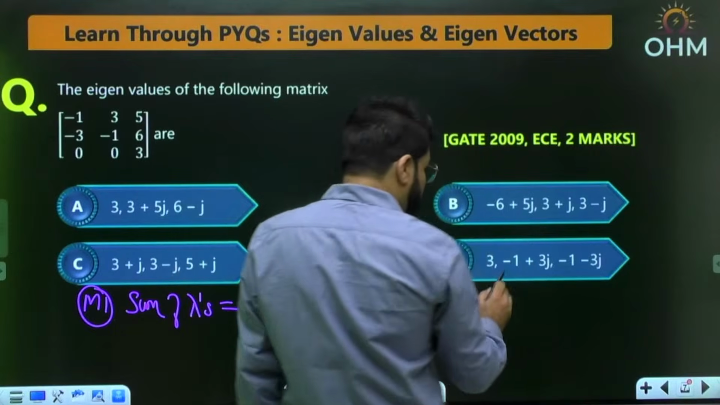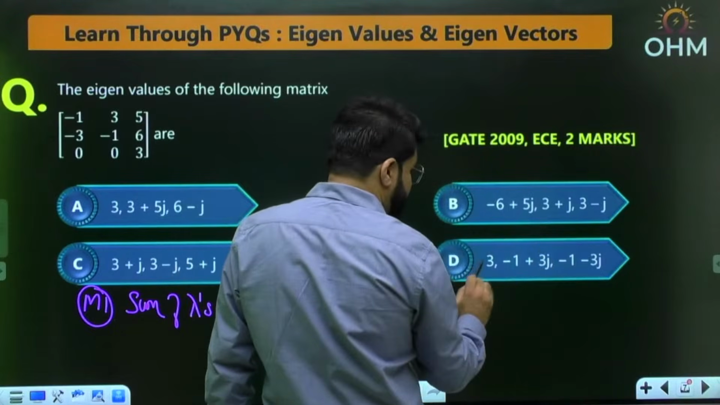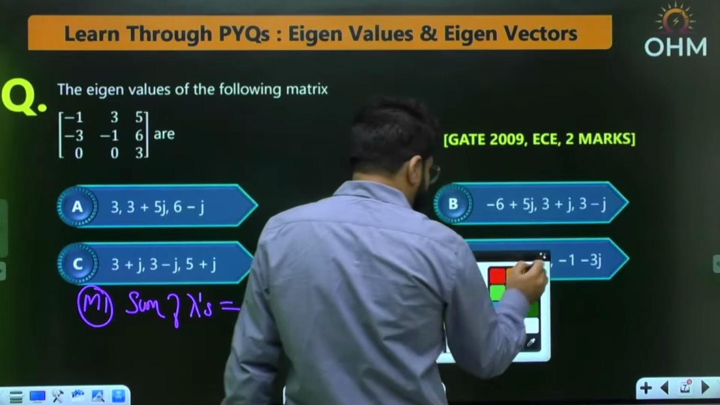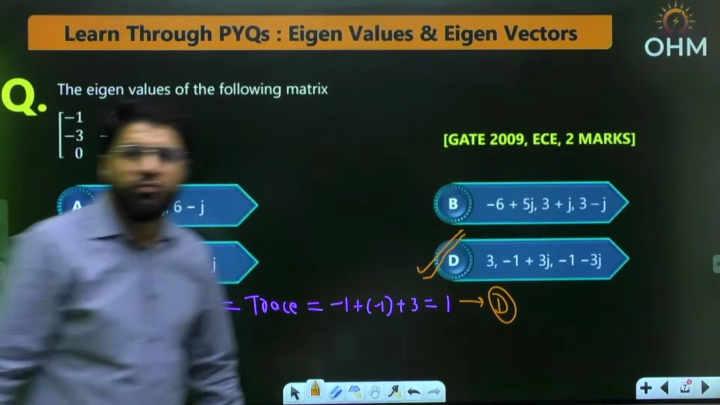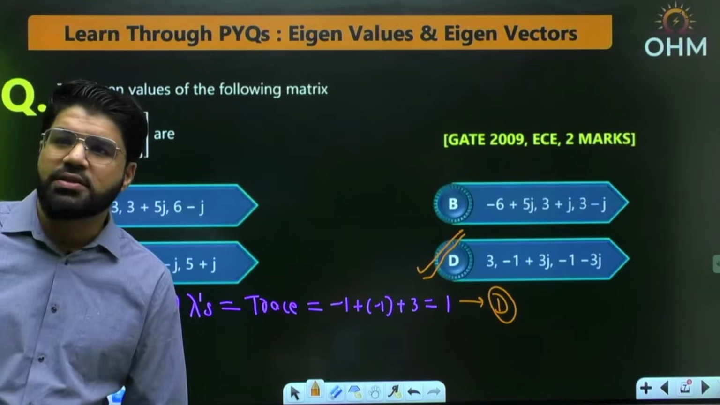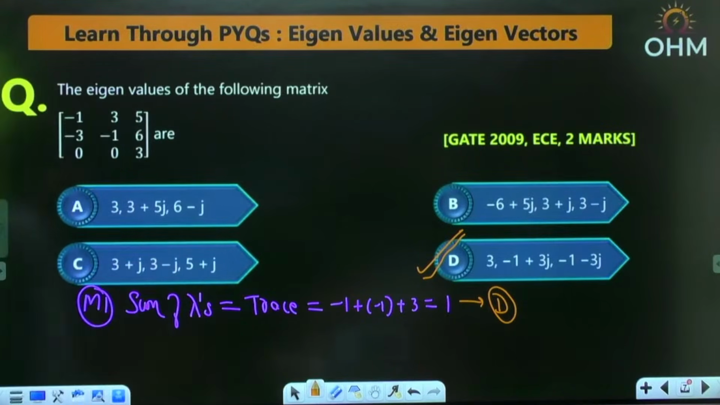Okay, here, if you look into it, 3j minus 3j cancel. Then 3 minus 1 minus 1. Yes. Okay, option number D. Only option number D will have the sum of lambdas equal to the trace. That's it. Option number D, finish. Option number D, correct. Done.